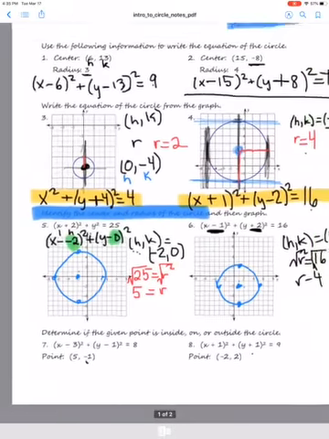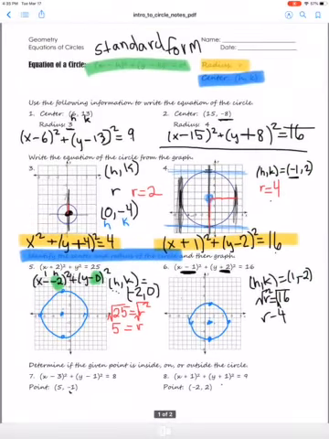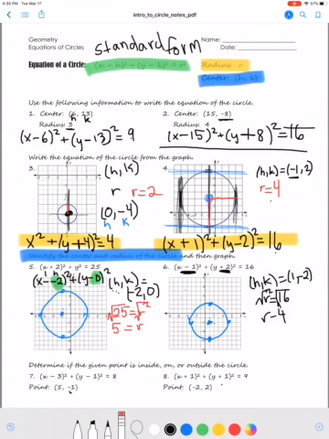Number 7 and number 8 say to determine if the given point is inside, on, or outside the circle. So we have a little code that we're going to write off to the side. All this really means is whether the point, for instance, I will put it on number 6, is somewhere inside, somewhere on, or somewhere outside the circle. And there's a mathematical way that we can figure that out.